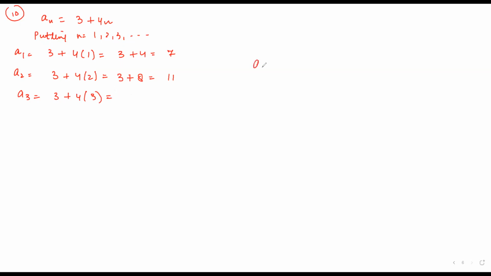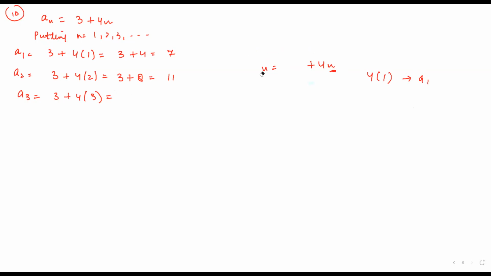It is given that an is equal to 3 plus 4n. This is given. That means whatever is here, that is here, right? So if you put 1 here, that is 4 into 1, you will get a1. Understood? So this is the general rule which is given here.